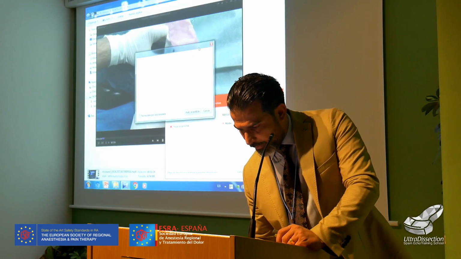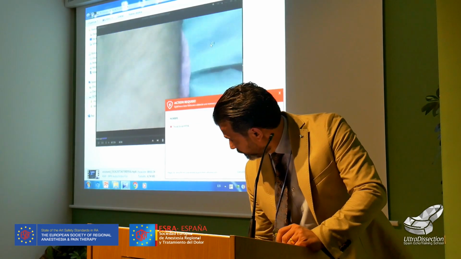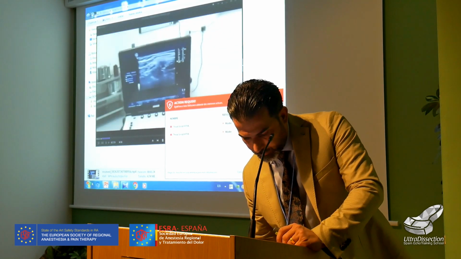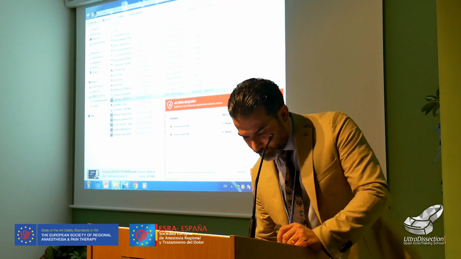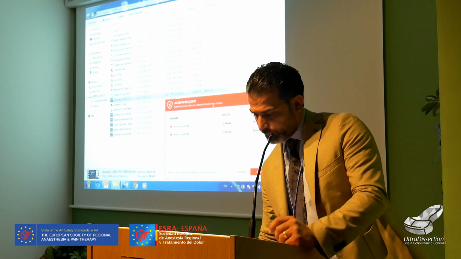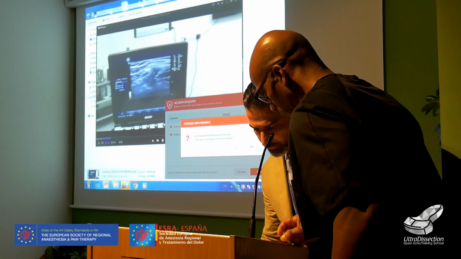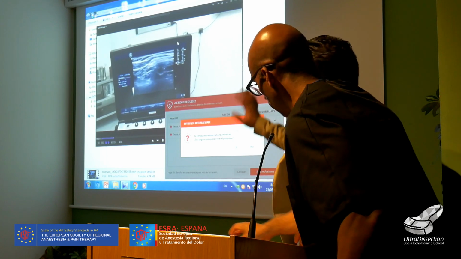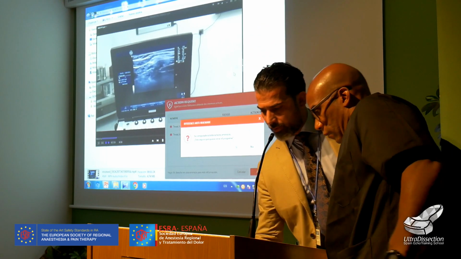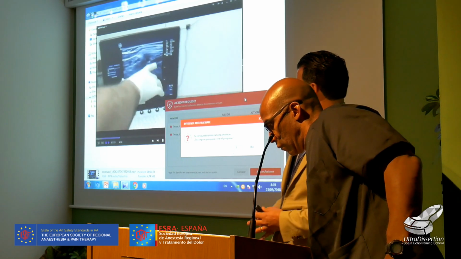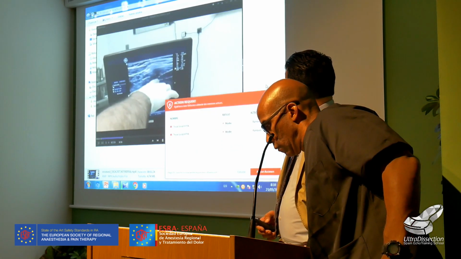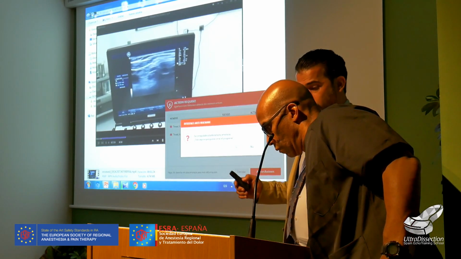Okay, this is the C5 root. See the root here. This is the root, and this is the foramen. This is the needle, this is the root, and this is the foramen. Now let's complete the C5 root.